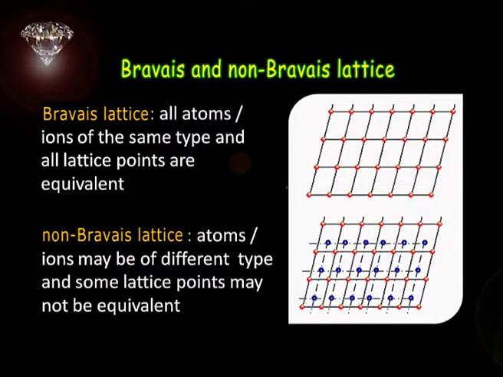The Bravais lattices are the ones where all atoms or ions are of the same type and all lattice points are equivalent, which is a very simple thing. What we have been doing so far, the first few cases I gave you as examples, were Bravais lattices. And non-Bravais lattices are the ones where atoms or ions may be of different types. We have given the example of sodium chloride, and some lattice points may not be equivalent in such cases. So, this is a representation of a Bravais lattice: all lattice points are equivalent and identical. In this case, it is a non-Bravais lattice where the lattice points are not identical, so they may be different. That is the basic difference between Bravais and non-Bravais lattices.